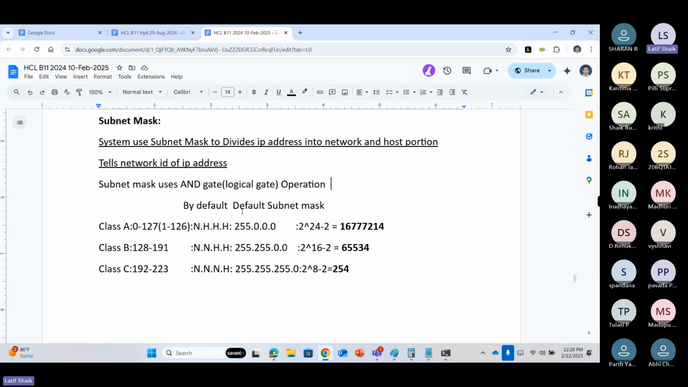By default, the subnet mask for class A type of IP addresses is 255.0.0.0. For class B, it's 255.255.0.0. Sorry. For class C, it's 255.255.255.0. Where the network portion is, by default there it is 255. Where the host portion is, there it is 0. 255 means all ones, and 0 means all zeros in binary format. So these are the default subnet masks of class A, class B, and class C.